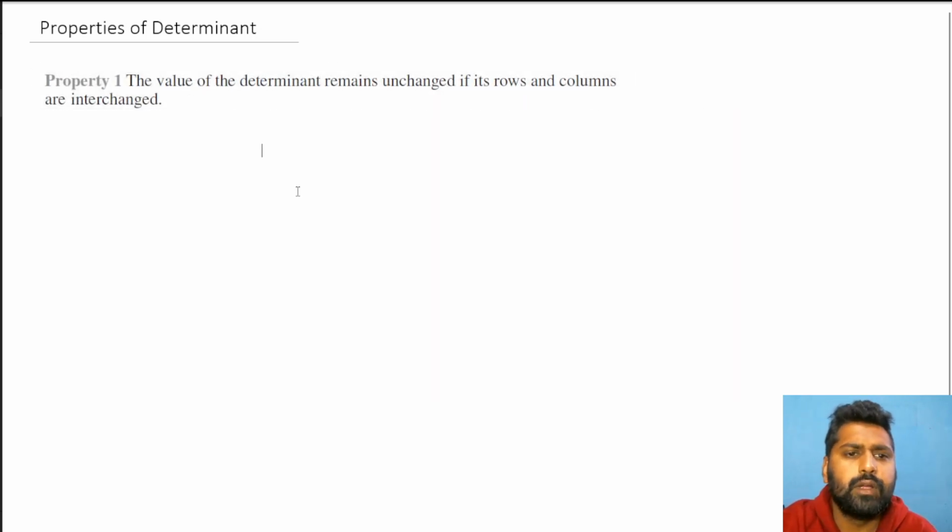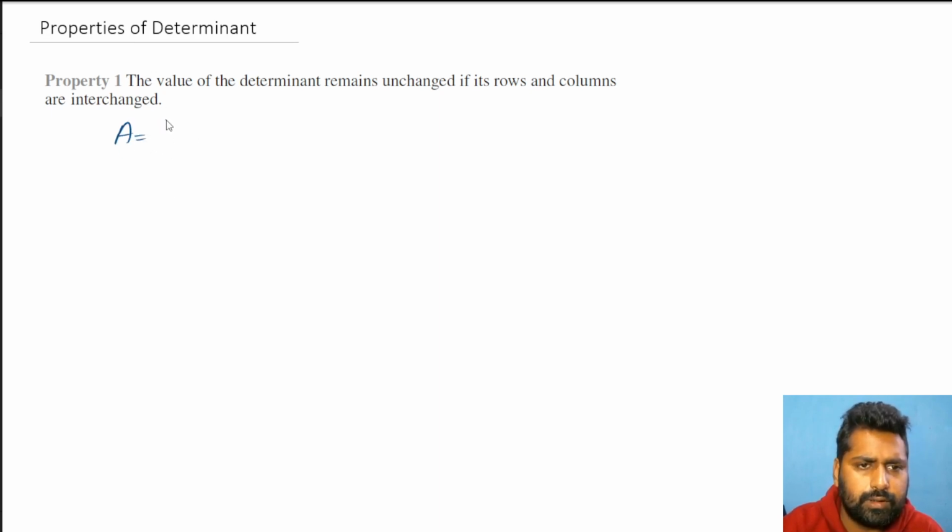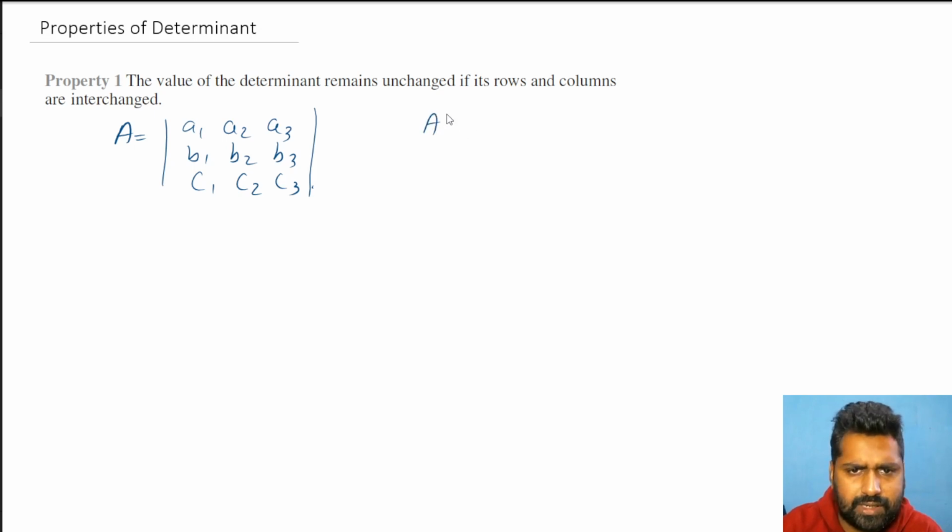First property. The property says that the value of a determinant remains unchanged if the rows and columns are interchanged. What happens when you interchange rows and columns? It becomes the transpose. Suppose your matrix is A. Let's say A1, A2, A3, B1, B2, B3, C1, C2, C3. If you interchange the rows and columns, it becomes A transpose, AT.